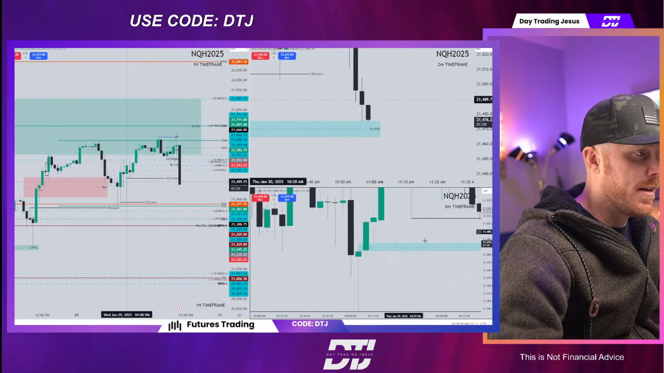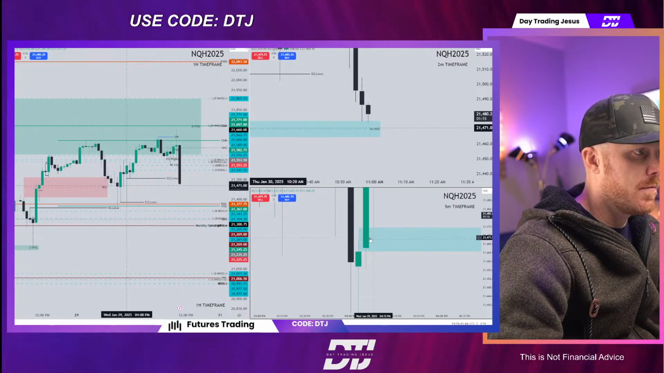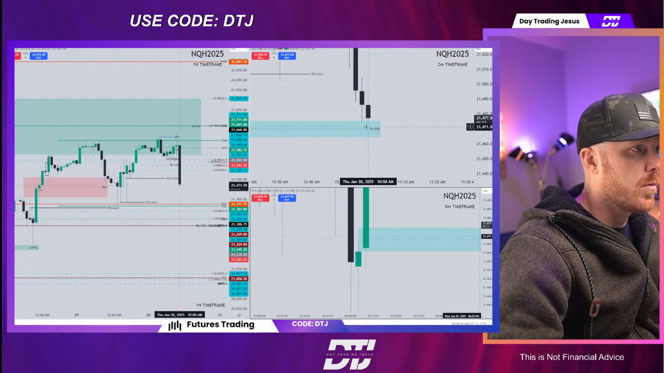This is what I have that anchored to right there. This is the 5-minute. That's what we're looking at right here.